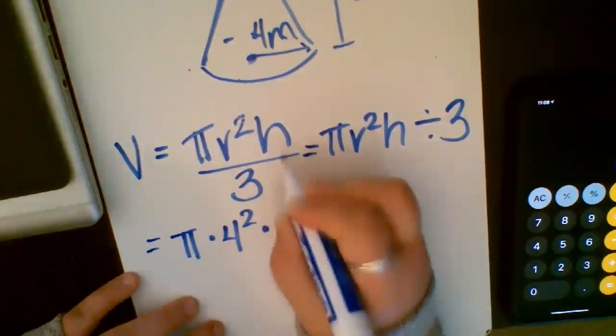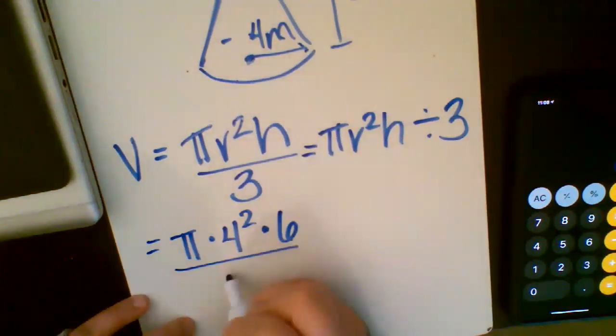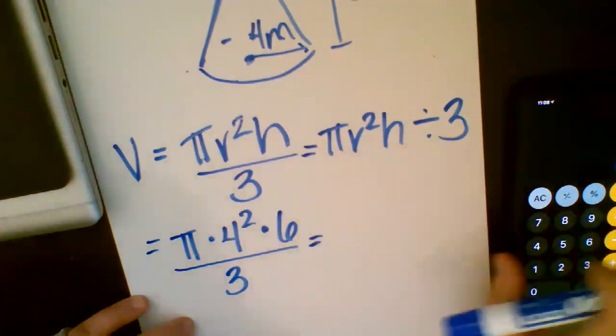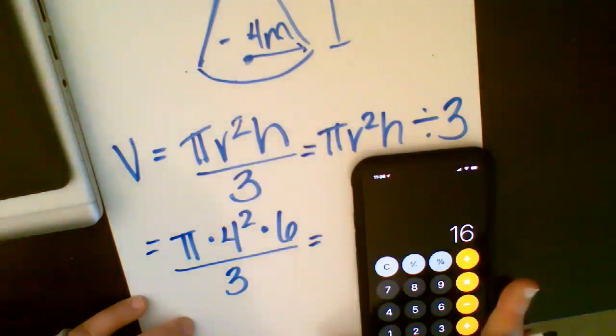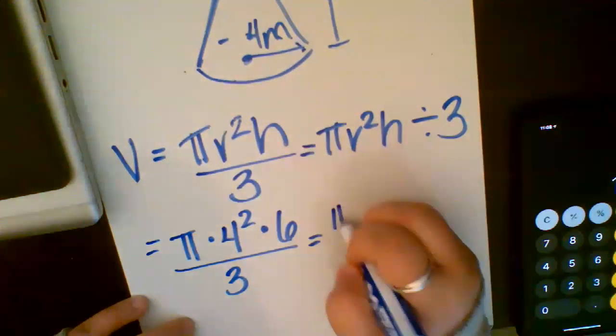All right, and then our height here was 6 meters. Okay, and then we're gonna divide the final answer by 3. So we're gonna do the same process we did before. PEMDAS, exponents first. Okay, so we get 16 again.